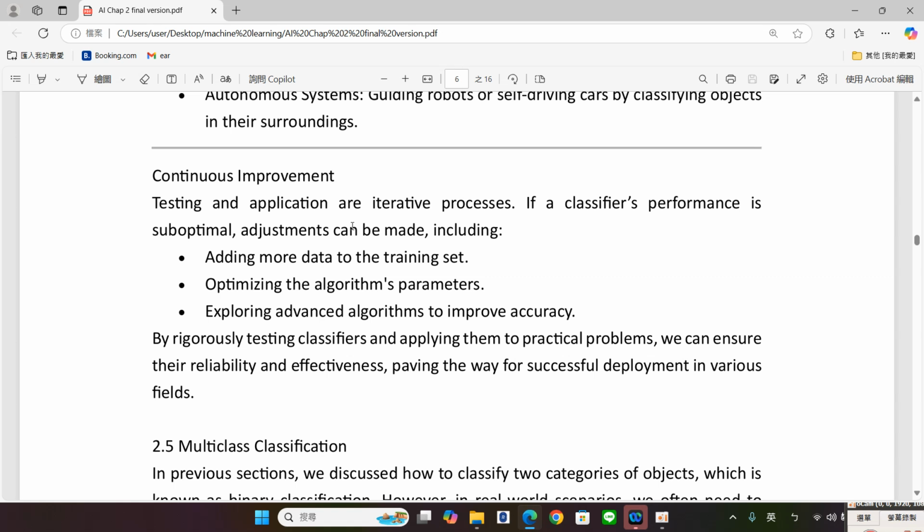Continuous improvement. Testing and applications are an iterative process. If a classifier's performance is suboptimal, adjustments can be made, including adding more data to the training set, optimizing the algorithm's parameters, and exploring advanced algorithms to improve accuracy. By rigorously testing classifiers and applying them to practical problems, we can ensure their reliability and effectiveness, paving the way for successful deployment in various fields.